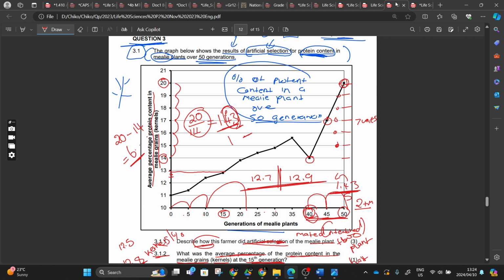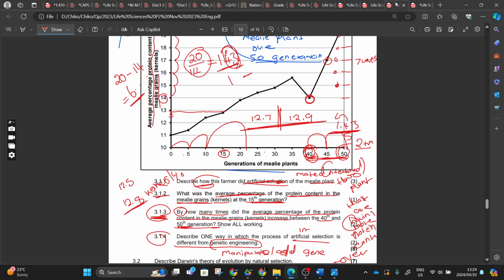But they're saying the average percentage protein content. So they want us to concentrate at this 20 and at this 14. Where are we getting it? We're getting it at the 40 and 50. So with this increase, by how many times? Yeah, I think that one now. By how many times did this increase here? They're saying 1.3.